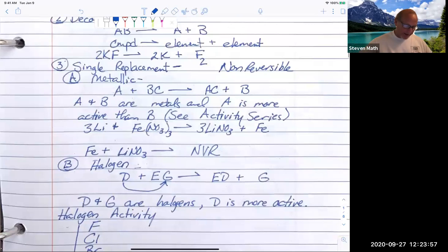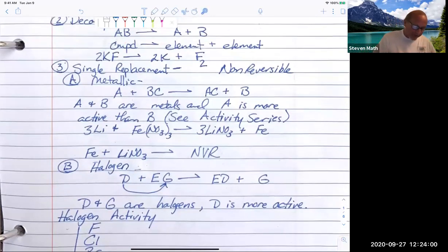Now let's go back up to where we were in our notes with single replacement reactions. Single replacements are non-reversible. Everything else we've talked about has been a wee bit reversible. There are 2 kinds of these. There is a metallic version where A and B are both metals, and A is going to be more active than B on the activity series. This activity series should be in the documents up at the top. This is going to tell us if the reaction will occur. A needs to be above B.